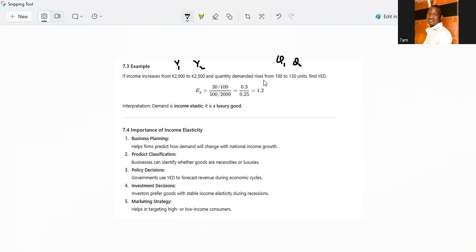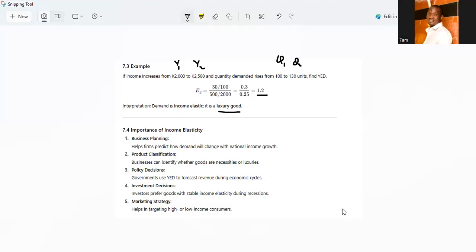So change in quantity, 130 minus 100, is 30, over quantity 1, which is 100, divided by 2,500 minus 2,000, that is 500, over the initial income 2,000. So we have 0.3 over 0.25, we get 1.2. So this is a normal good, but a luxury good. Are we together?